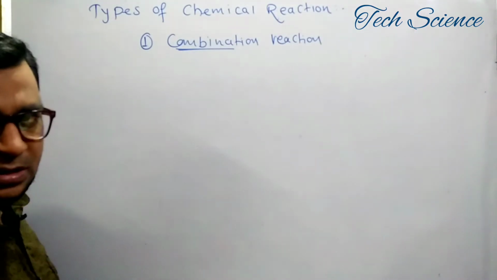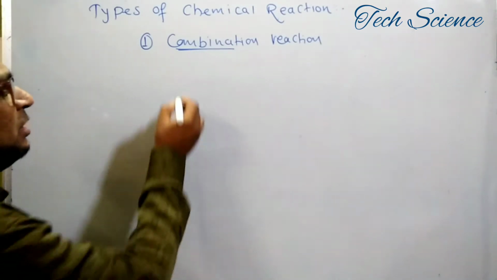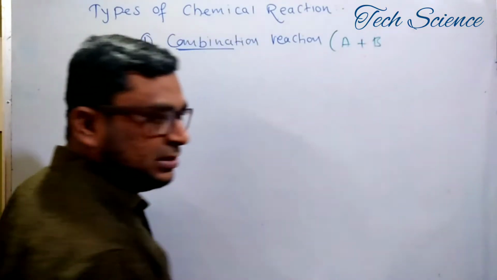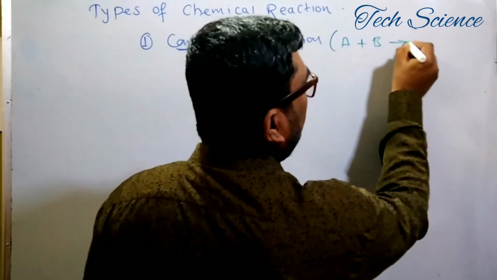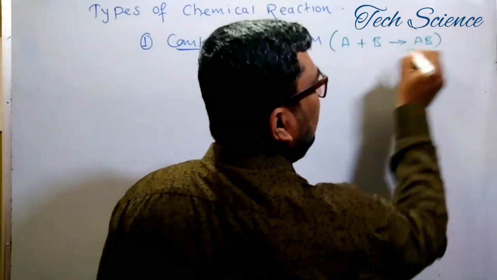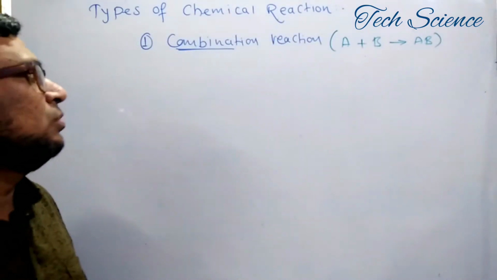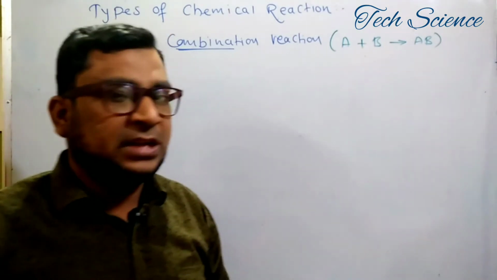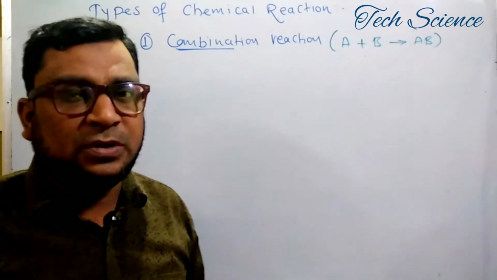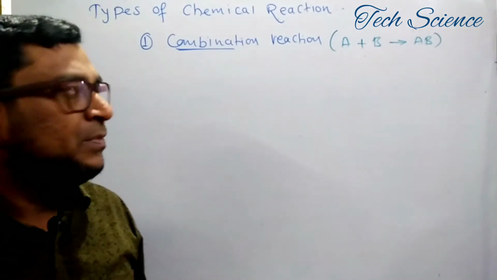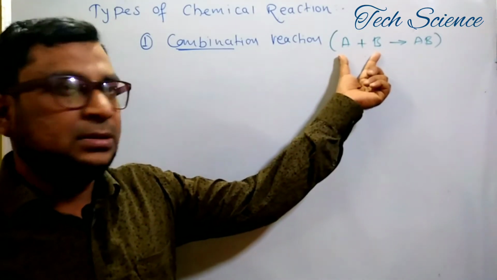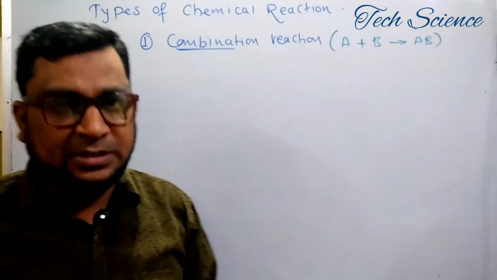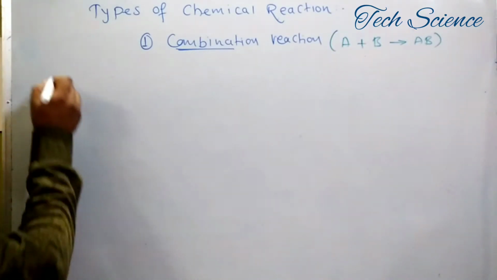If you want the definition, you can go through the syntax. Suppose A is the first reactant and B is the second reactant. The new product that is formed is called AB. This is the general syntax to remember the definition of combination reaction. On the basis of the general syntax, I can realize the definition: when two or more reactants combine to form a single product, it is called combination reaction. So this is the first reaction, combination.